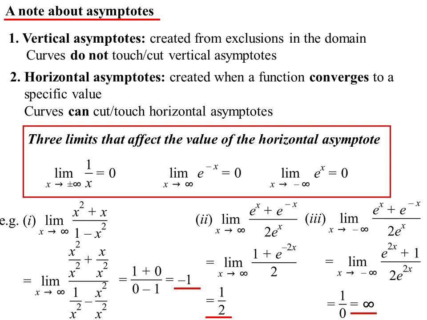What am I left with? 1 on 0, which is undefined. So that's telling me this is going off to infinity. So 1 divided by 0 we sometimes think of as infinity. So on the left-hand side of this graph, whatever it looks like, we know the curve is just going up and up and up and continuing to go up.